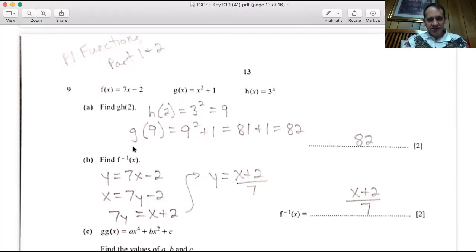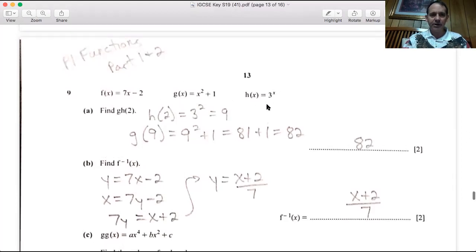Moving on to functions, here we're given 3 functions, f of x equals 7x minus 2, g of x equals x squared plus 1, and h of x equals 3 raised to the x power. I put up here P1 functions part 1 and 2. I have a video series for AS and A-level math. So if you're interested in functions, here are 2 more videos, Pure Maths 1, functions part 1 and 2 in my AS level math videos can give you information on that as well.